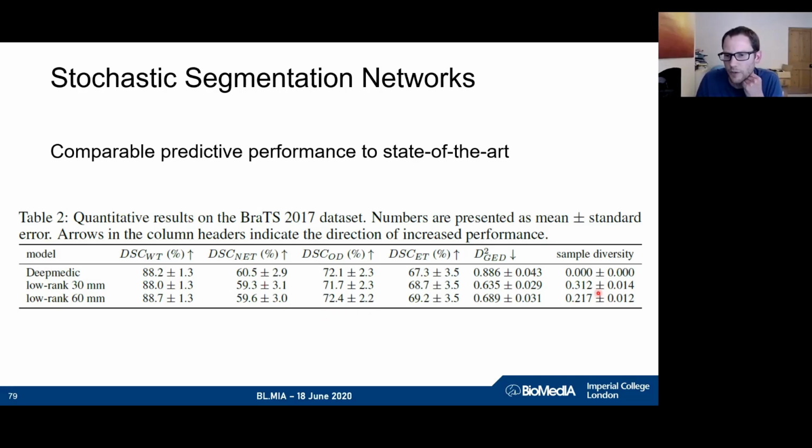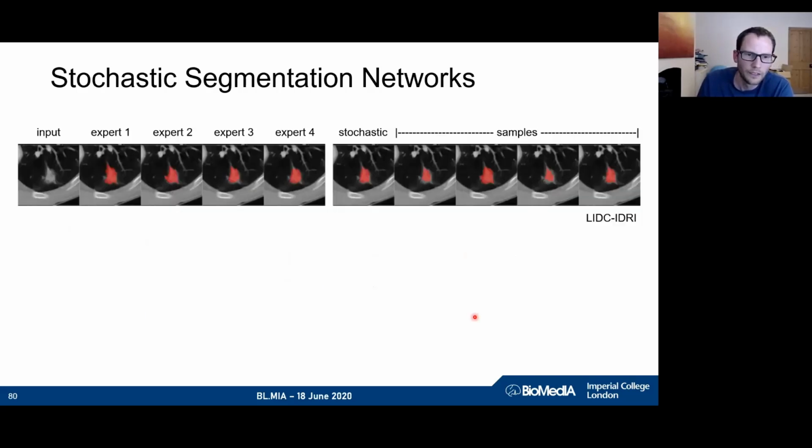And then we have these measures for measuring sample diversity. Obviously, in the deterministic one, you don't have any diversity. So here lower is better. And this is again showing the variation that you get in your samples. We also compared, so there are some other baselines.